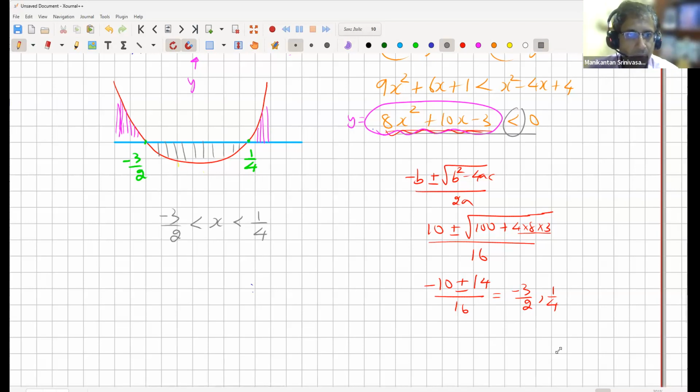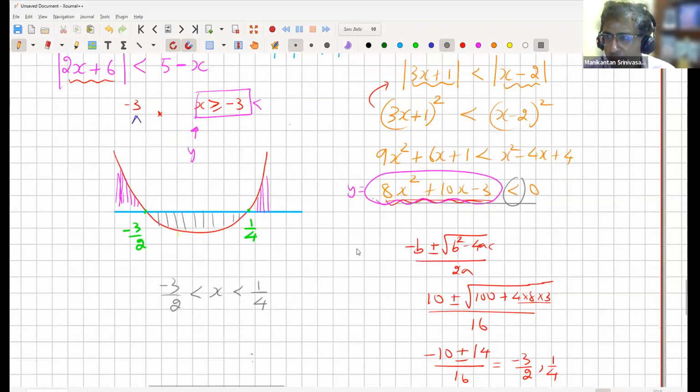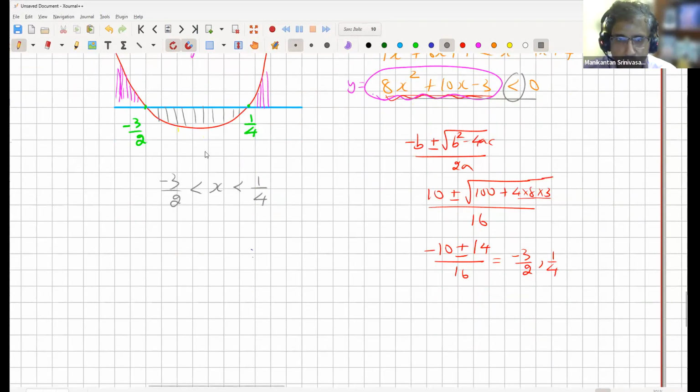Okay, next is telescopic cancellations. Telescopic, you're good in this one? Quadratics we'll do in a little bit more depth, but this is what was needed for this problem.